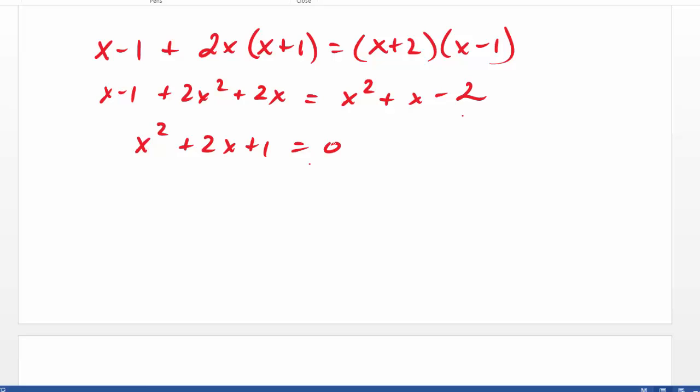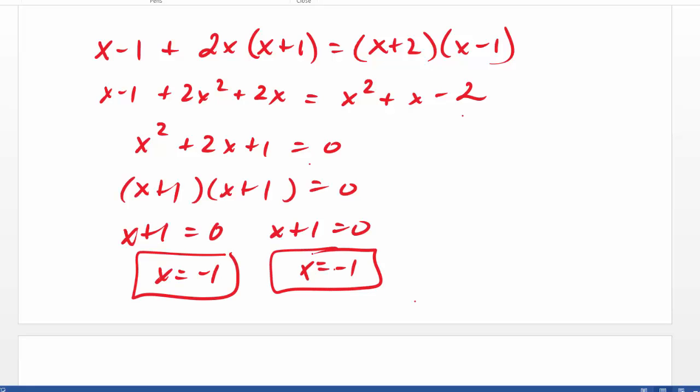And a quick factoring and use of the zero product property will give us the values for x. So because we're dealing with a perfect squared trinomial, we can see we get two values of x equals -1, so we have a little multiplicity going on here.